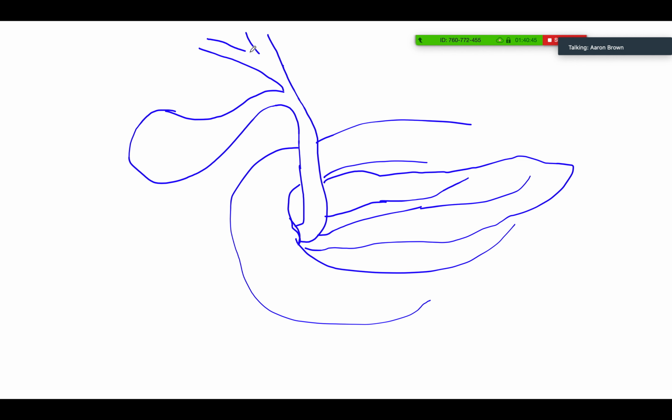So, imagine that we have a stone that sits right here at the neck of our gallbladder. Okay? Now, if we have a stone that sits there at the neck of the gallbladder, what is our patient going to look like, Natalia? What are they going to complain about? And how are they going to look?